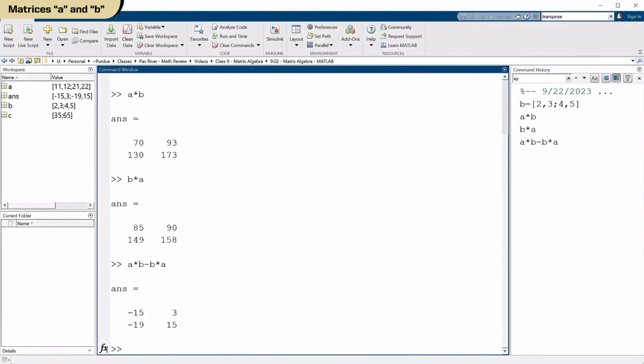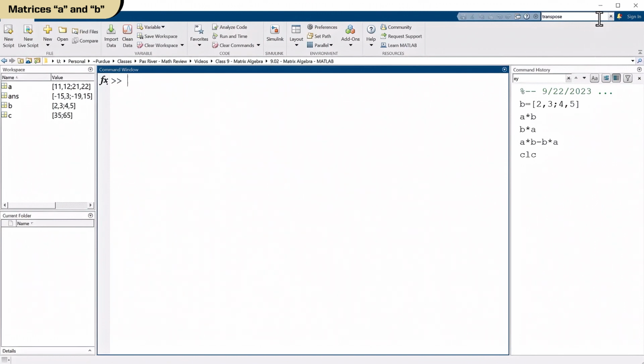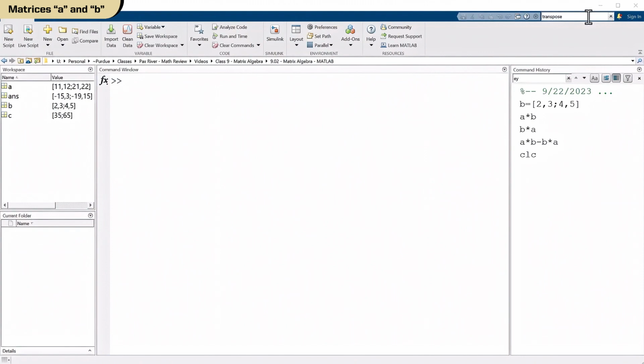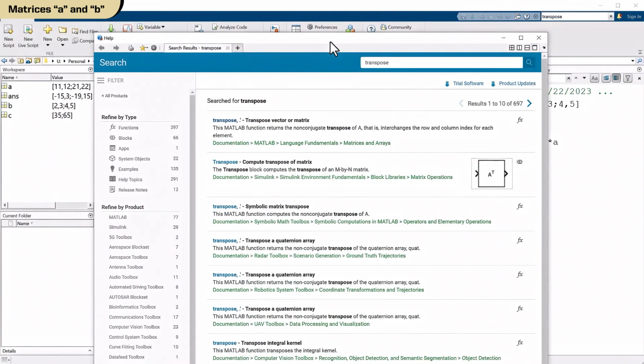Now let's try some other things that are handy here. Let's explore some more in MATLAB. One of the things you see a lot is something called a matrix transpose. You can see I've got it up here loaded up in the help window. Let's hit that, and I will pull this over here so you can see it. The help window shows up, and I'm going to click on that.